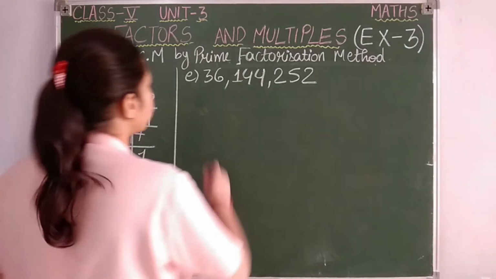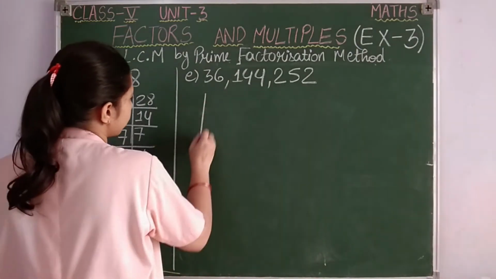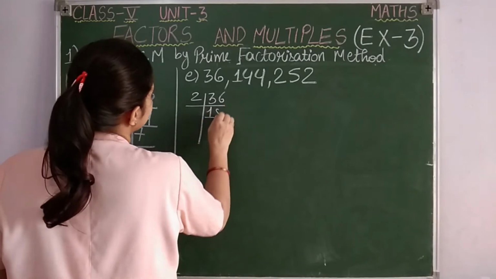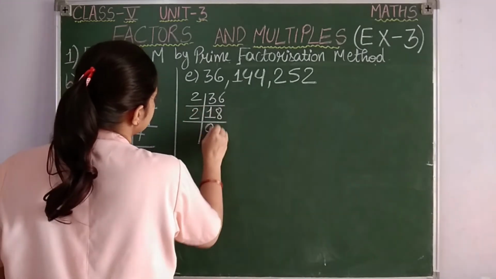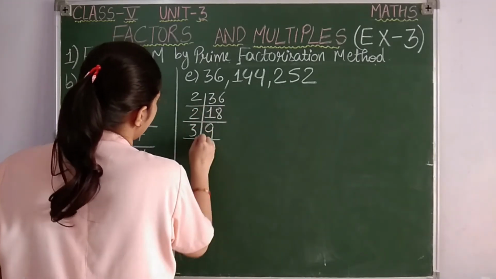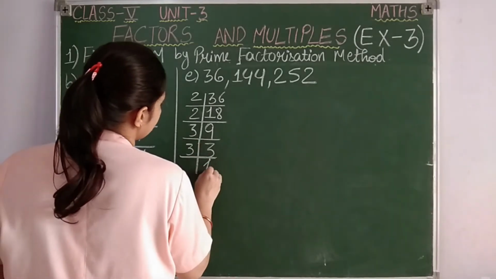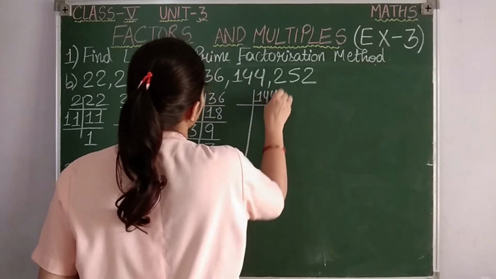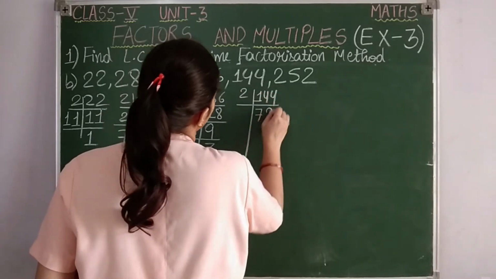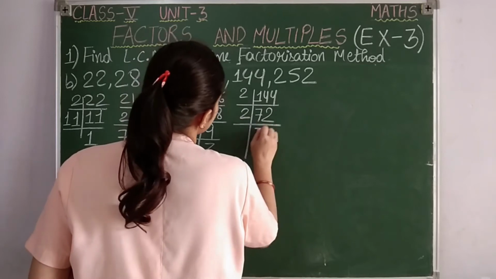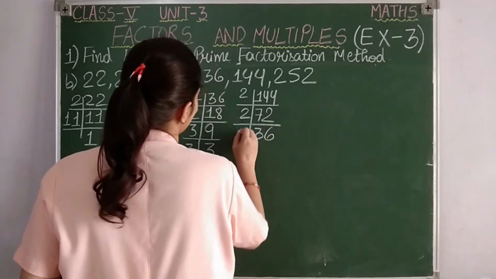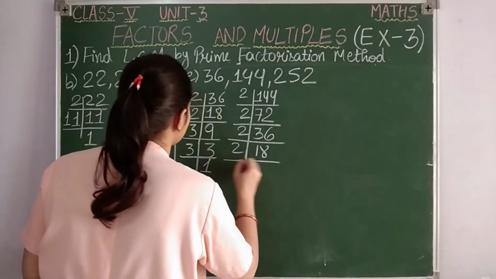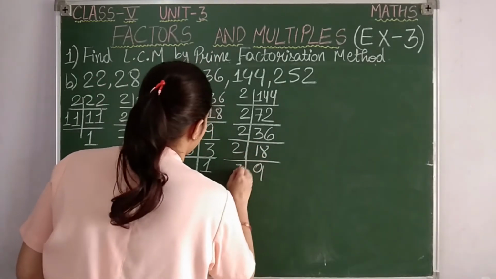Let us see point number E, students. Okay. So three numbers are given, no problem. Let us first find the prime factors for 36, students. 2 ones are 2, 2 eights are 16, 2 nines are 18, 3 threes are 9, 3 ones are 3. Okay. Same for 144, we are going to find out using the same method. 2 sevens are 14, 2 twos are 4, 2 threes are 6, 2 sixes are 12. Then same here also, we have found the prime factors for 36. So I can simply copy.